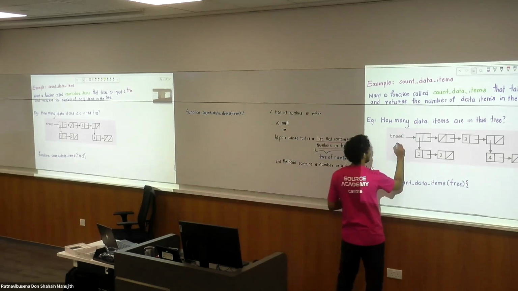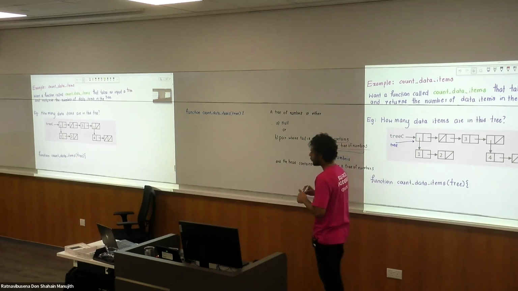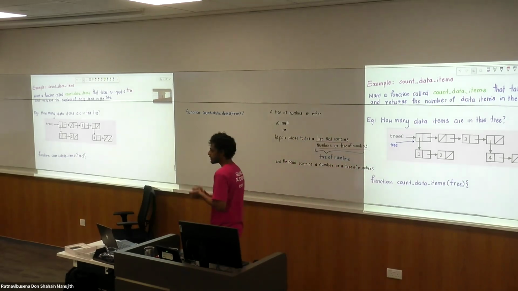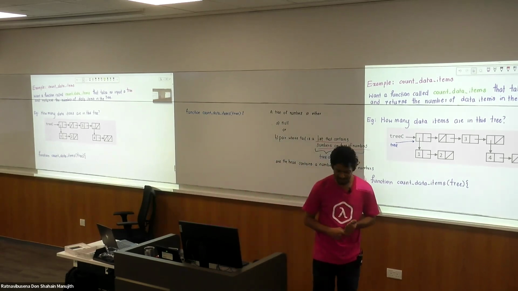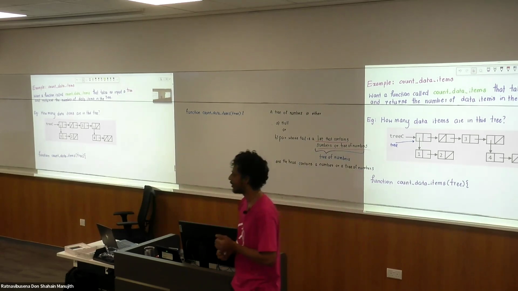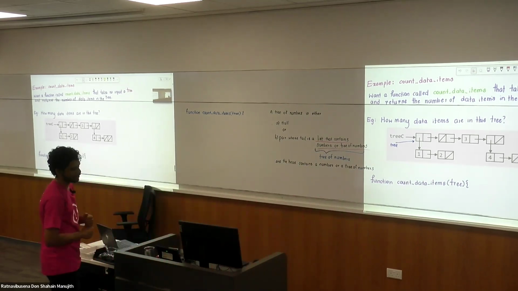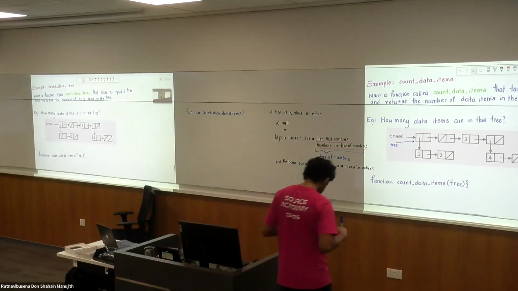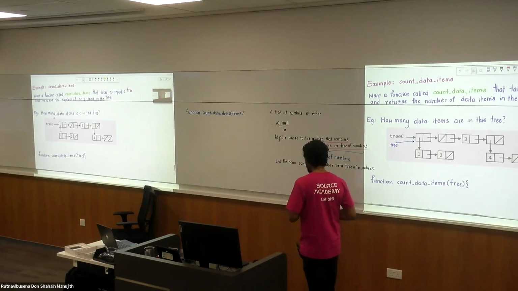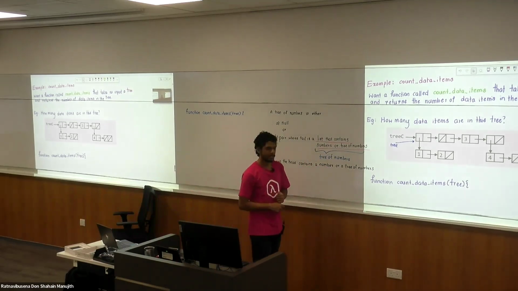So this is our tree, right? Okay, so we want to count the number of data items in this tree. Now we are going to use this technique known as visual thinking, or recursion. We only learned one technique. So to use visual thinking, we must try to reduce the size of the problem to a smaller problem, right?